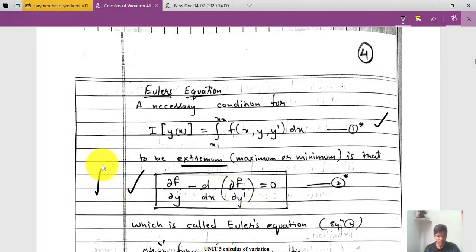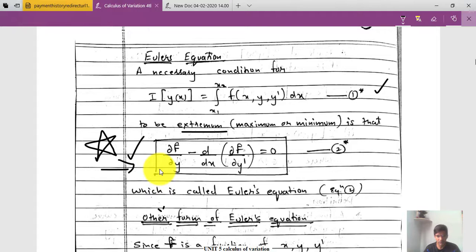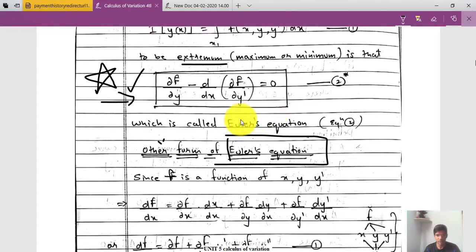And this equation is very important, so please make a note of this. Every now and then, whenever we are solving variational problems of a functional, we make use of this Euler's equation. Pertaining to this, we also have some other forms of Euler's equation. So let us see what the other forms of Euler's equation are.